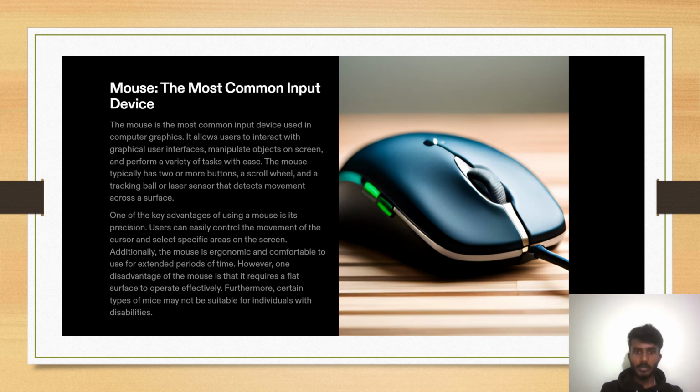One of the key advantages of using a mouse is its precision. The user can easily control the movement of the cursor and select specific areas on the screen. Additionally, the mouse is ergonomic and comfortable to use for extended periods of time. However, one disadvantage of the mouse is that it requires a flat surface to operate effectively. Furthermore, certain types of mice may not be suitable for individuals with disabilities.